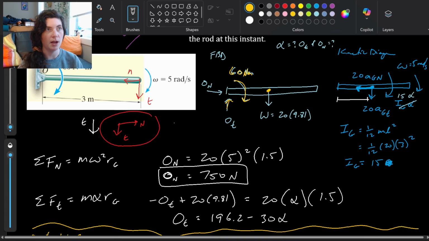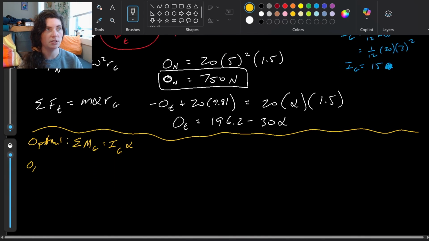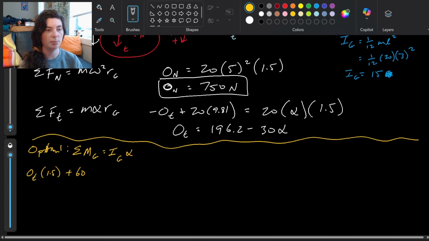And I'm actually going to make the positive direction for these clockwise, just because all of our rotation is naturally moving clockwise. That's what way our moment is applied, that's what way the angular velocity is moving, our angular acceleration is moving, so I'm going to say clockwise is positive. Means when I take this moment about this point here, both the moment from OT and that 60 are going to be positive. Again, I have OT times 1.5 plus 60. That was just from my free body diagram.